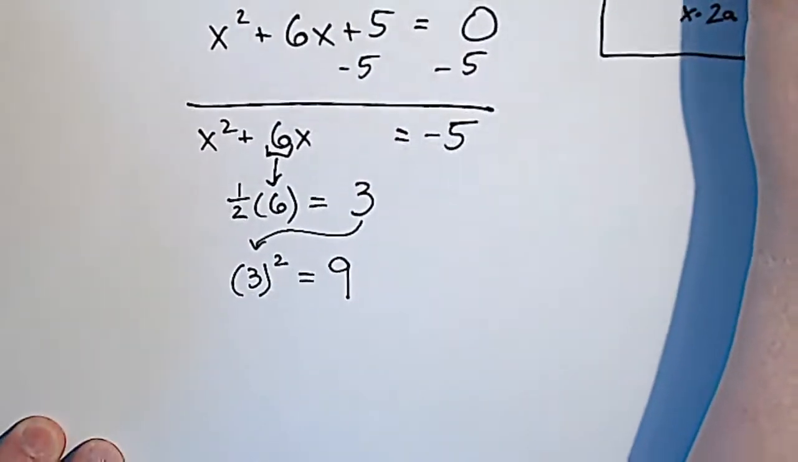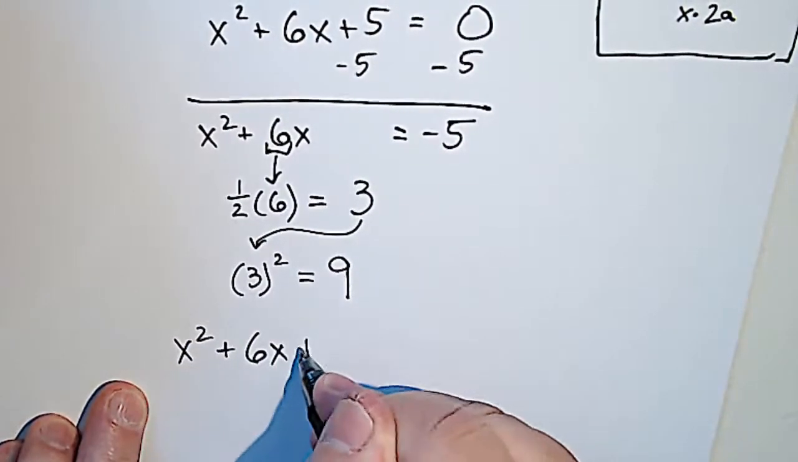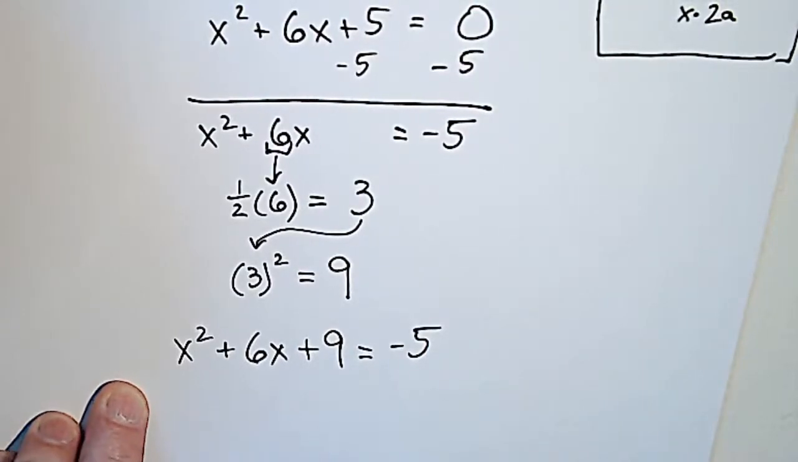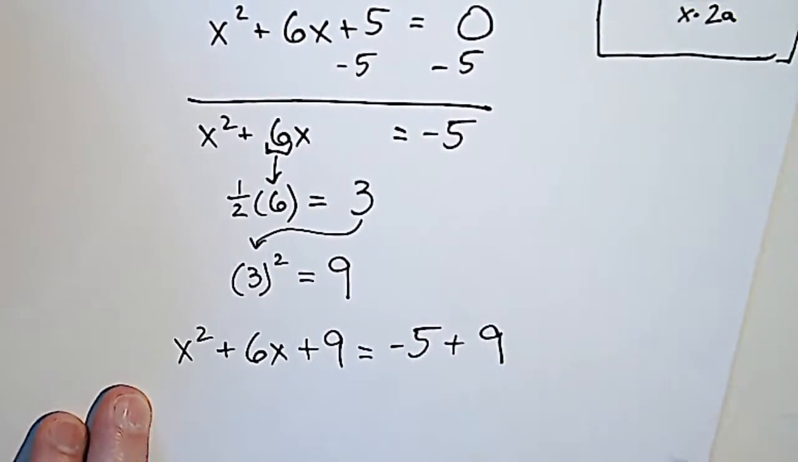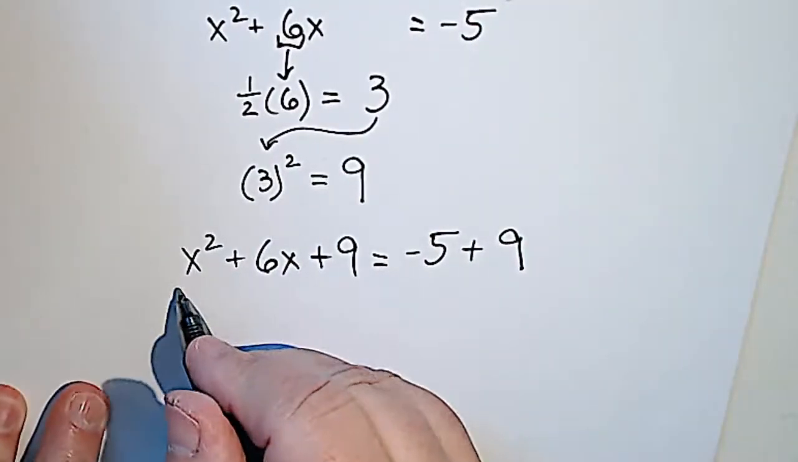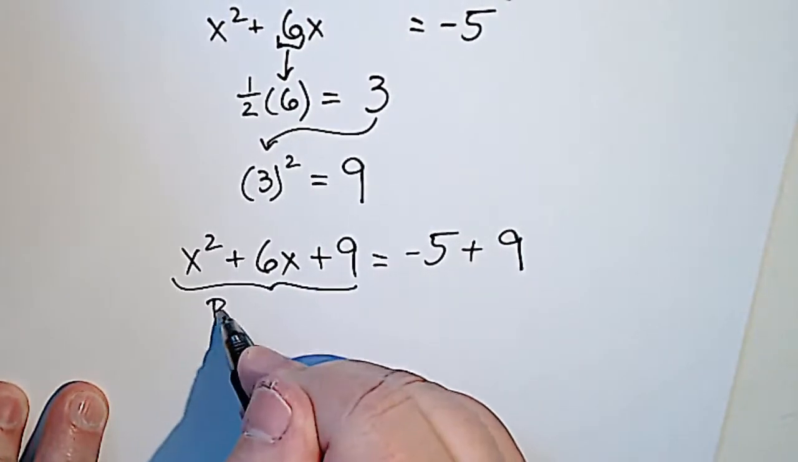Okay. And then I'm going to take my x squared plus 6x and I'm going to add my 9. Now, I can't just go adding 9 to equations. I have to add 9 to both sides. That's all. So now I've basically futzed around and I've created, and you can double check me, a perfect square.